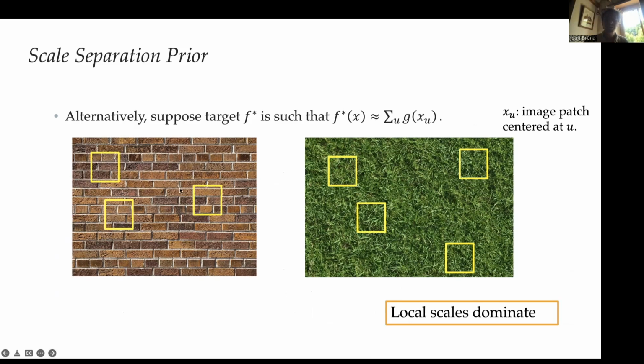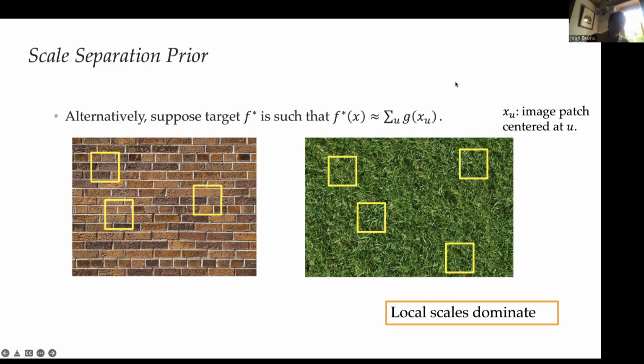local patches of the input. This is an example of these textures that I showed here. So if you want to separate between a brick wall and a patch of grass, I guess if you just extract a couple of windows from the brick wall and a couple of windows from the patch of grass, you can already see that you can separate these two classes. You don't need to see the whole thing to realize that it's grass or brick. You can only look at local scales.